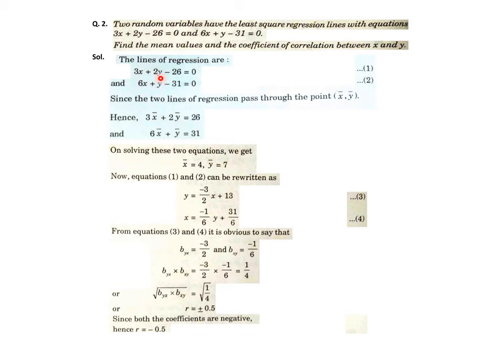So it's y on x: y equals minus 3 by 2 x plus 30. And then x on y, obviously one is taken as y on x, the other is to be taken as x on y. So x is kept out from that equation 2. So x is minus 1 by 6 y plus 31 by 6 from that other equation 2. So one is nominated as y on x and another as x on y.